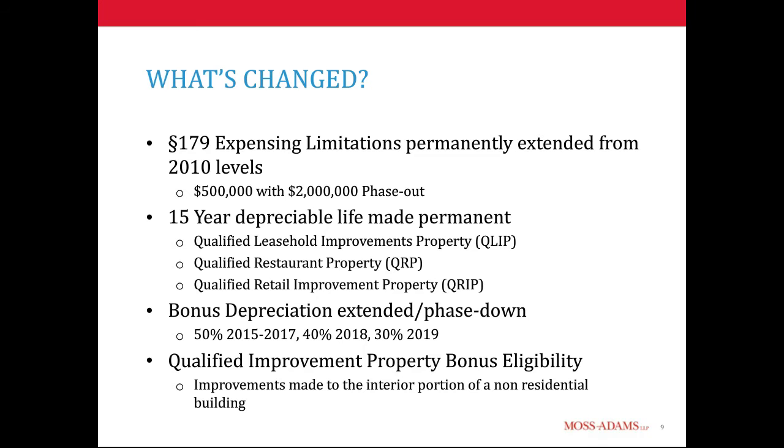If you don't meet one of the other definitions, QLIP, CRIP, or QRIP, then the property would be 39-year property, but would be subject to bonus depreciation. So you could have different elements of your building improvements that could be 15-year subject to bonus or 39-year subject to bonus. And if it involves exterior work to the building, you could be 39-year and with no bonus.